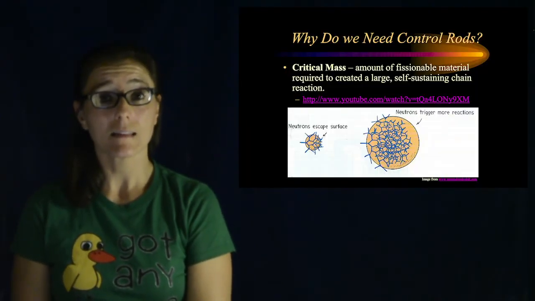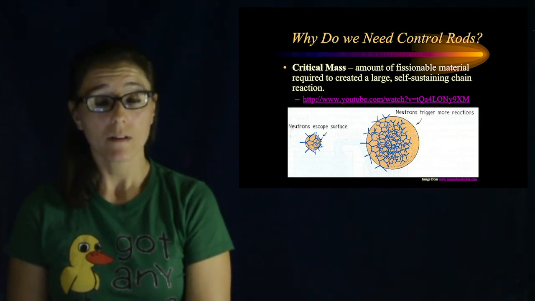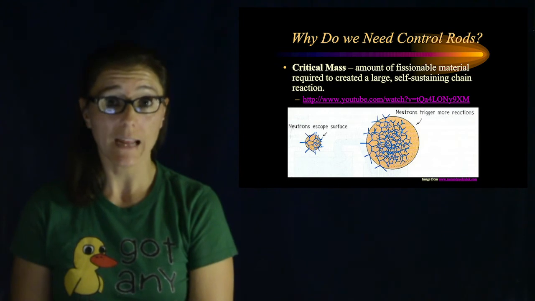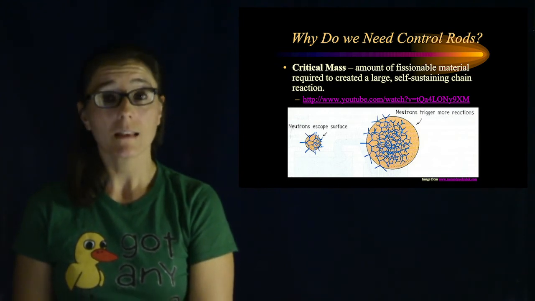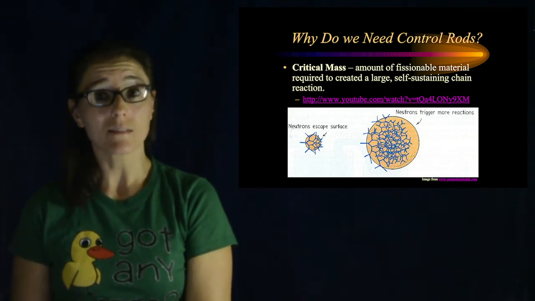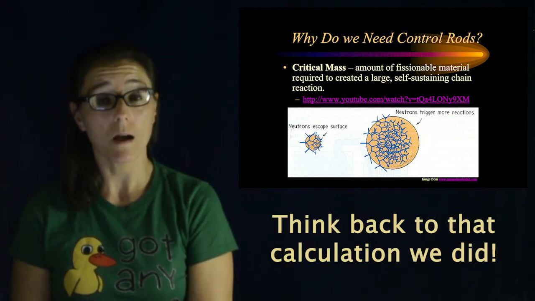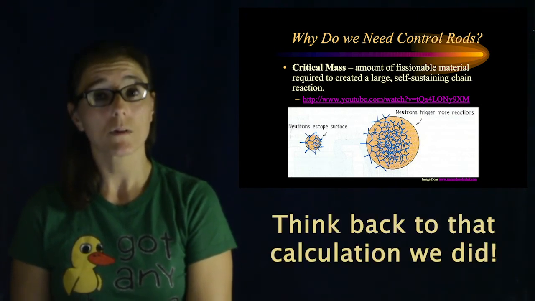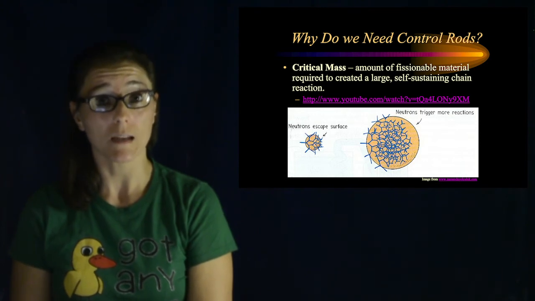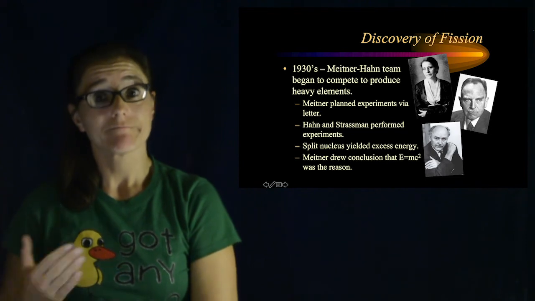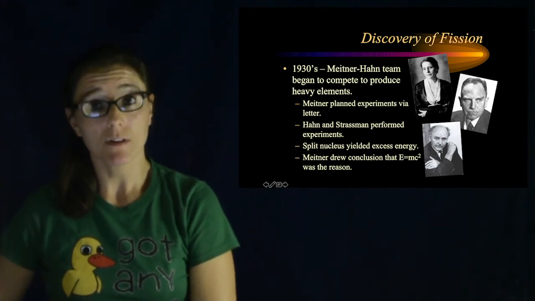Critical mass is the minimum mass required to create a self-sustaining, uncontrollable chain reaction. In the case of uranium, it's approximately a kilogram. The mass of uranium that was used in the bomb that was dropped on Hiroshima was 2.2 pounds of uranium, or 1 kilogram. In the 1930s, people started discovering fission reactions.